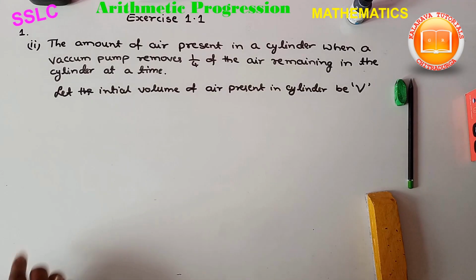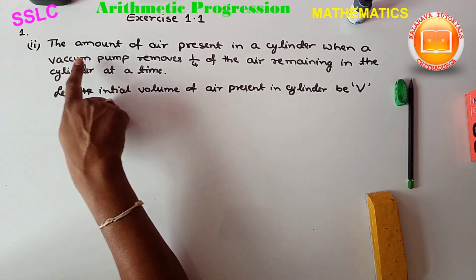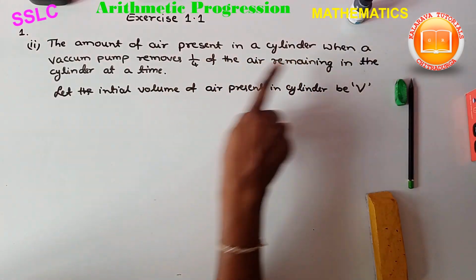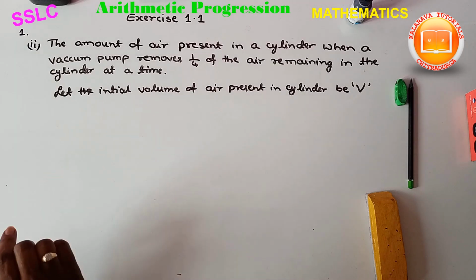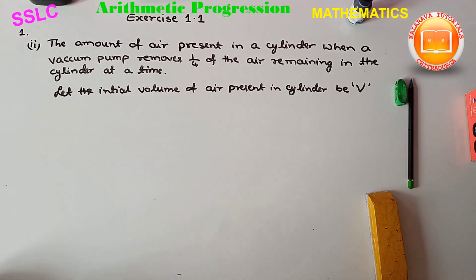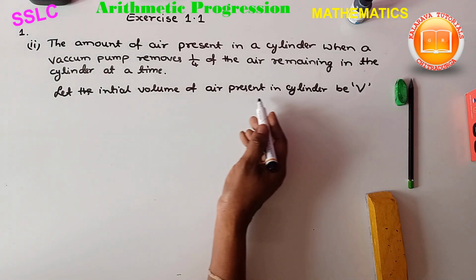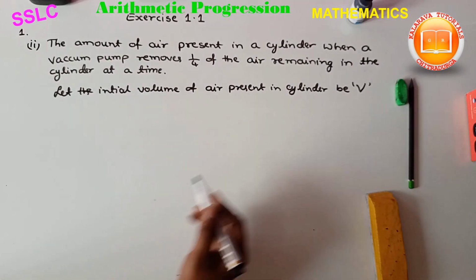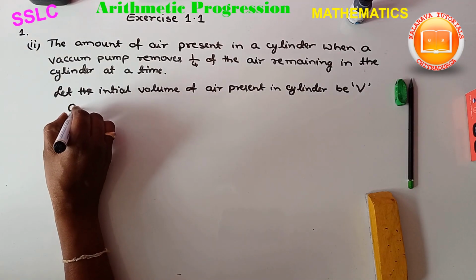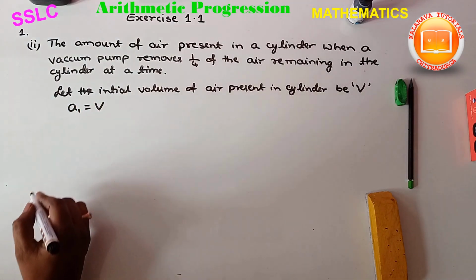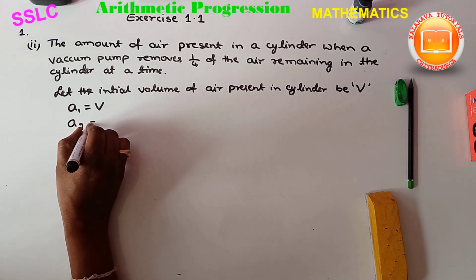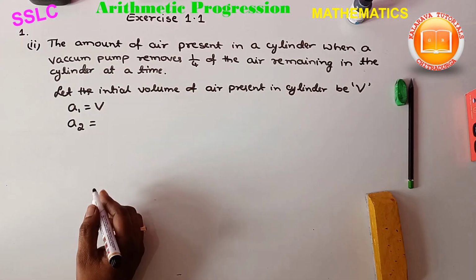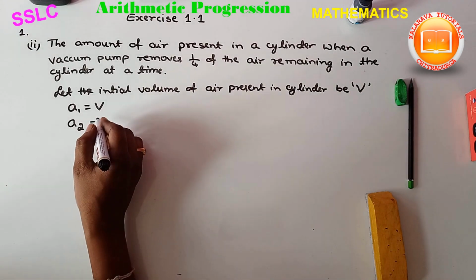Okay, thank you. This is the second problem. The problem is about the amount of air present in the cylinder when a vacuum pump removes 1/4 of the air remaining in the cylinder at a time. So for the air present in the cylinder, let the initial volume of the air present in the cylinder be V. Here V is the first term, therefore we take A1 as V. For finding A2, we have to remove 1/4 of the air present in the cylinder.